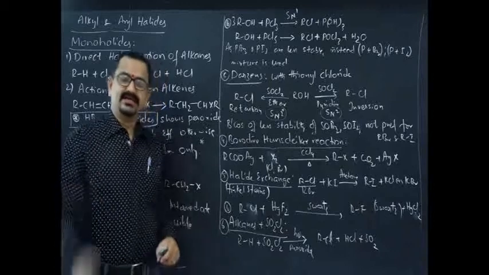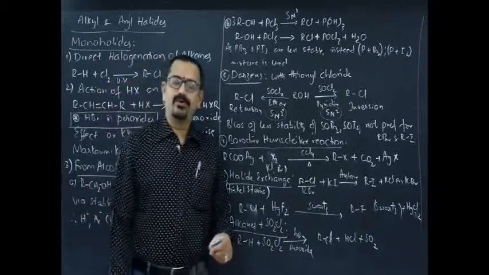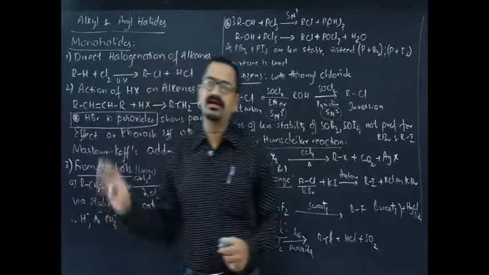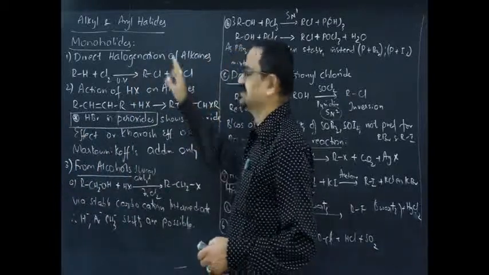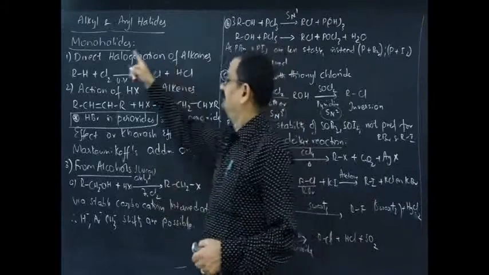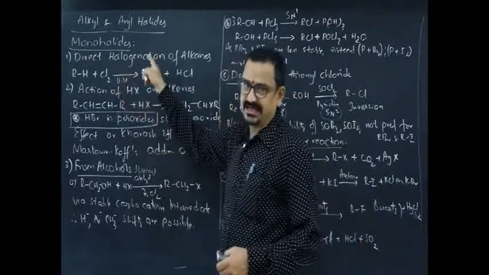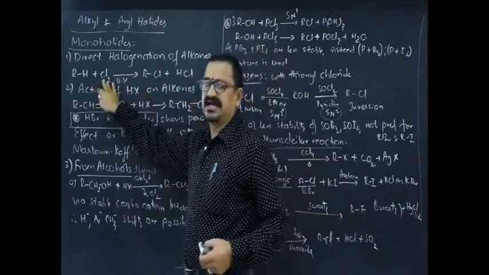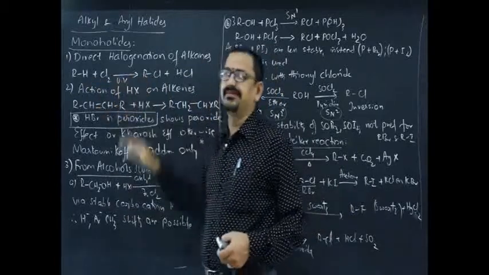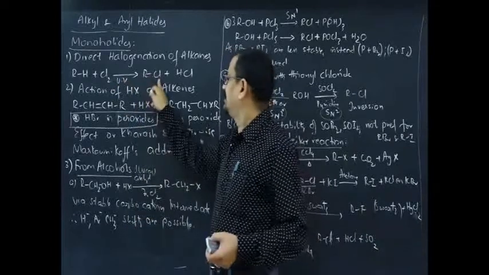Good morning, students. In this session, we will discuss some important points in a brief manner from alkyl and aryl halides. When it comes to the preparation of alkyl halides, monohalides especially, one is the direct halogenation of alkanes. This we studied in hydrocarbons also. When alkanes are treated with halogen in presence of sunlight, a free radical mechanism follows, and alkyl chloride can be obtained.